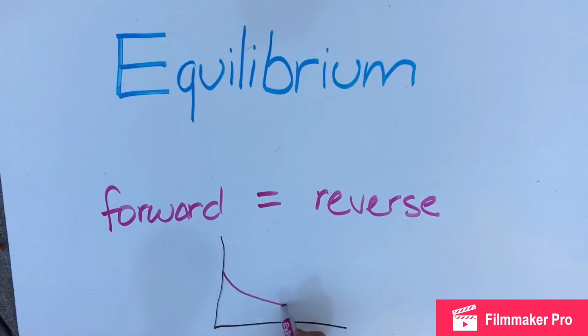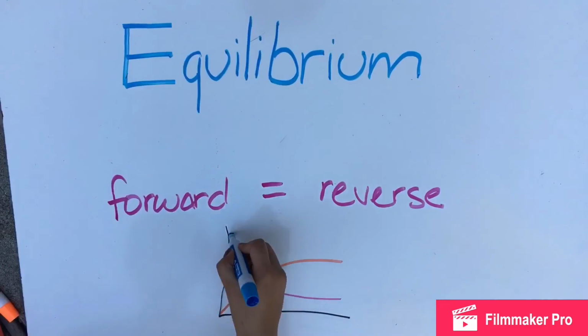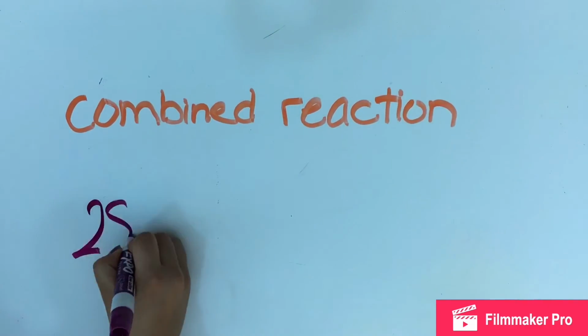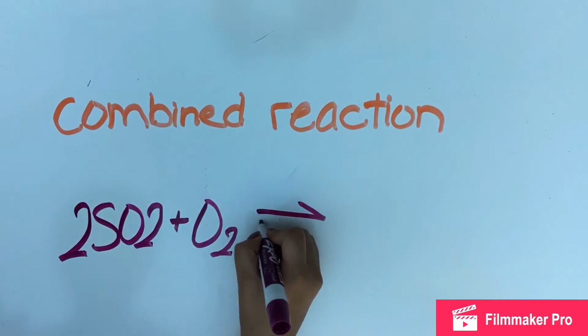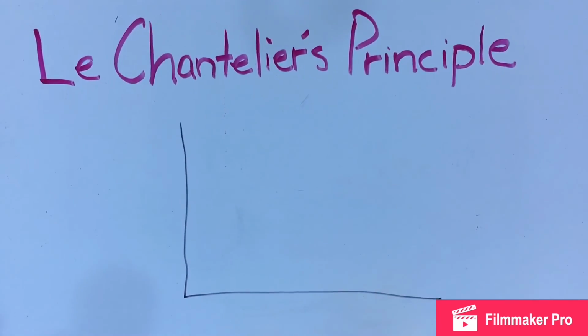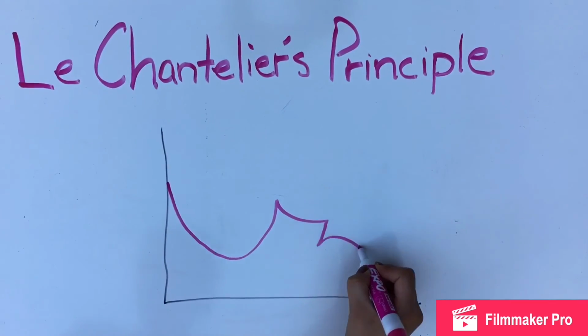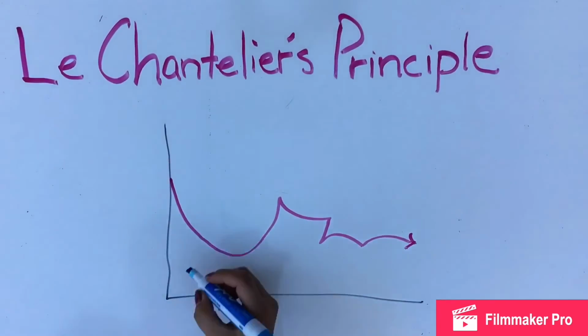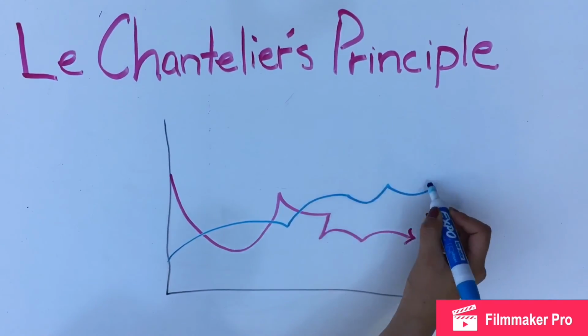Equilibrium also means that the reactions have reached a state of balance. A combined reaction uses a double arrow, which tells you that the change is reversible. Le Chatelier's principle states that if a stress is applied to a system in dynamic equilibrium, the system changes in a way that relieves stress, disrupting the equilibrium.